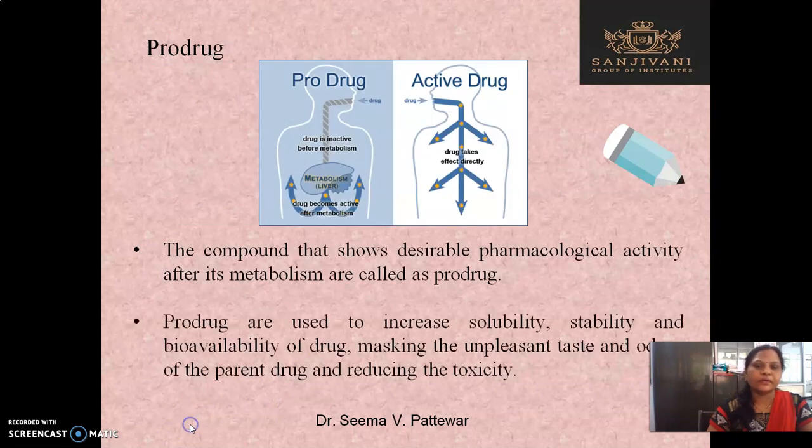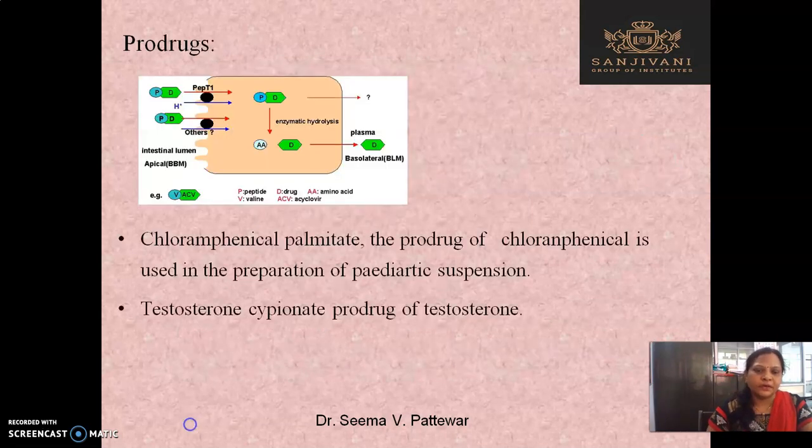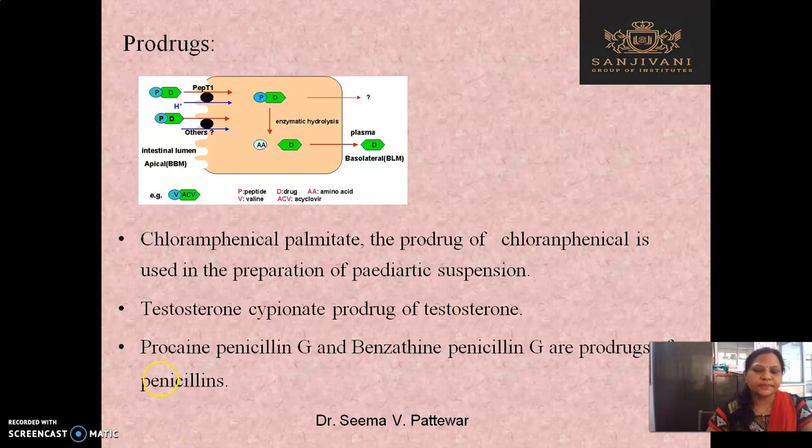Then prodrug. The compound that shows desirable pharmacological activity after its metabolism is called a prodrug. Prodrugs are used to increase the solubility, stability and viability of the parent drug, masking the unpleasant taste and odor of the parent drug and reducing its toxicity. So these are some examples.